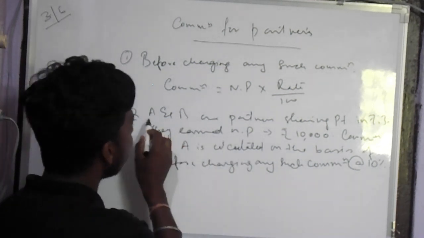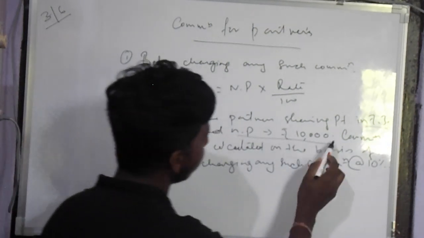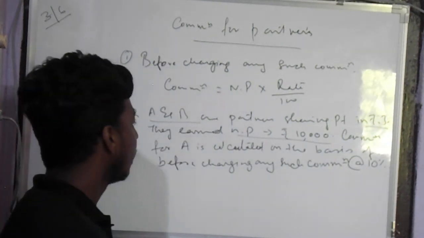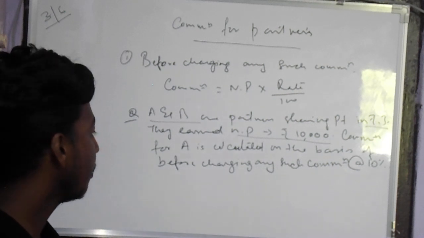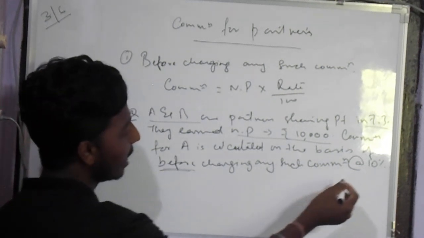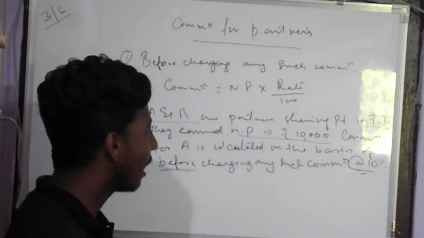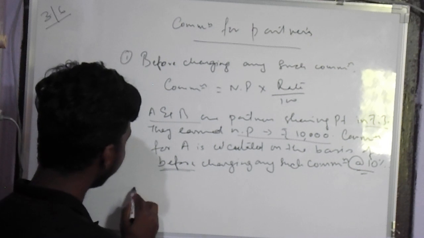Let's see. A and B are partners. They share profit in the ratio 7:3. Their net profit is rupees 10,000. Now A is to be given a commission on the basis of before charging any such commission, at the rate 10% per annum. Okay, so how will we calculate commission? So it is very easy.